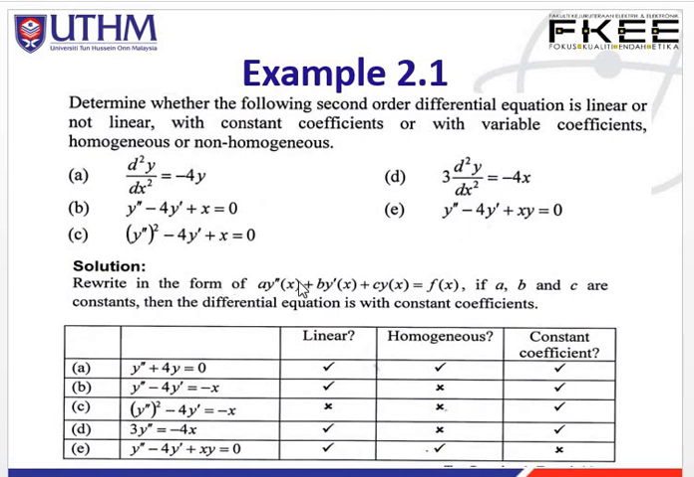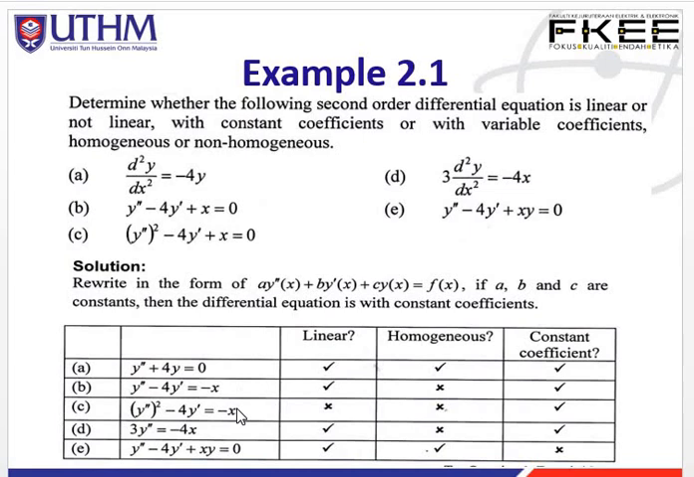Again, you check with this linear form. Since this one is not y, if you compare, you must have y here. This one has no y, so we move it to the right hand side. So the equation becomes (y double prime) squared minus 4y equal to negative x.